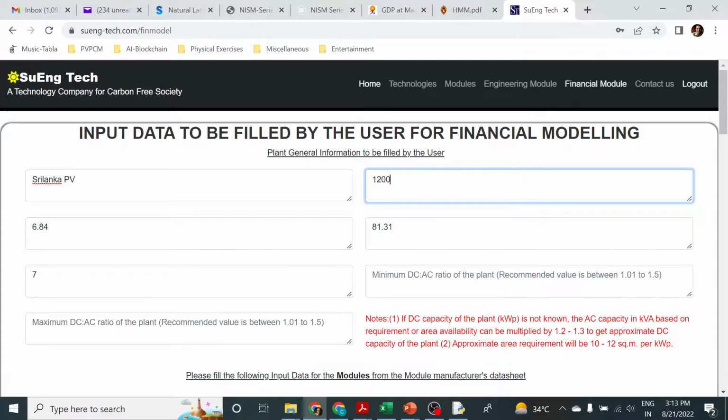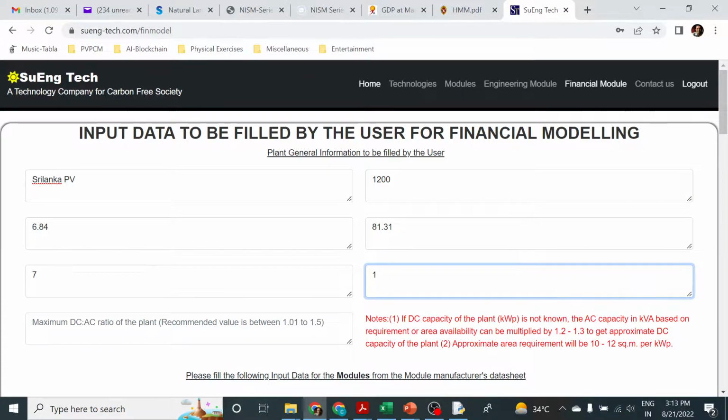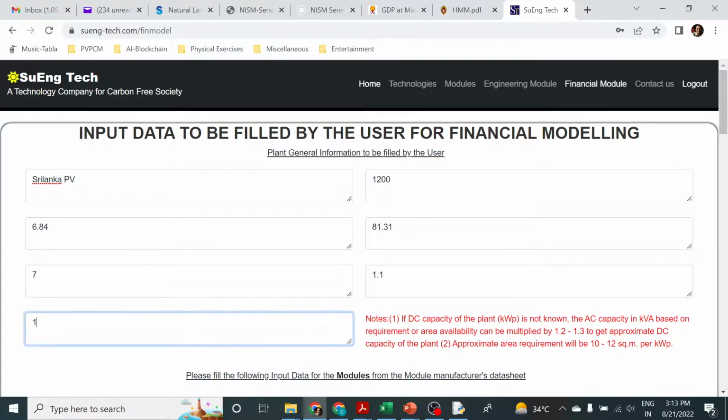Minimum DC to AC ratio. So in DC there will be losses, so AC will always be less than DC. So I put minimum DC to AC ratio is 1.1, maximum is 1.4.